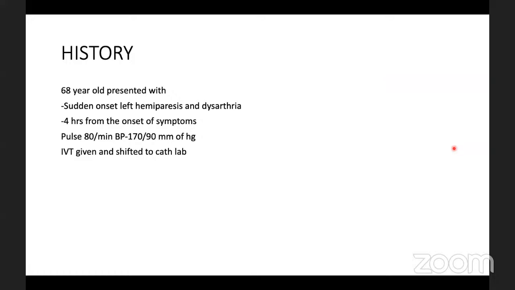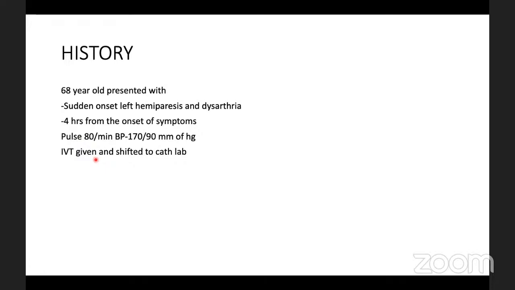Coming to the next case, the last case, a 68-year-old presented with sudden onset left hemiparesis and dysarthria, 4 hours from the onset of symptoms. Pulse was 80 per minute, BP was 170/90. BP was a little on the higher side. Within 4 hours, so well within the IVT period, IVT was given.